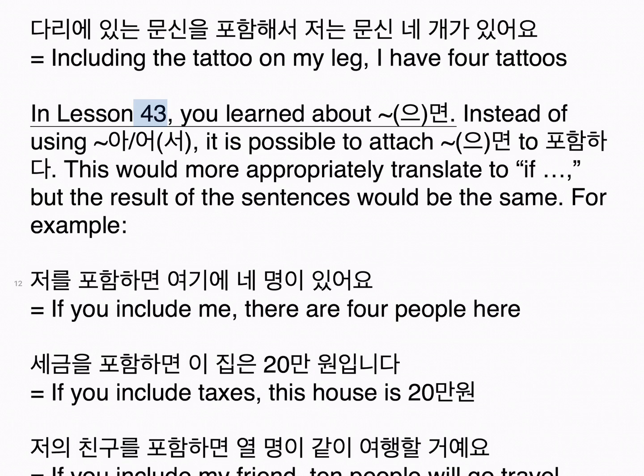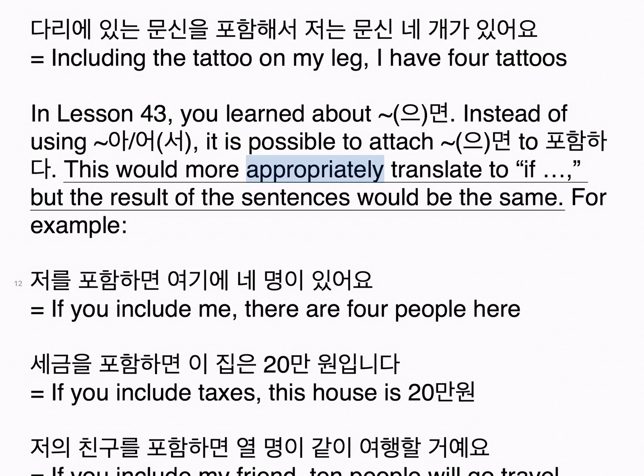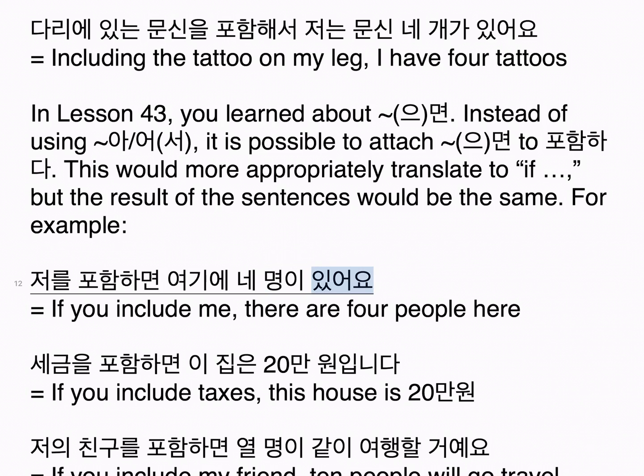In lesson 43, you learned about 으면. Instead of using 어서, it is possible to attach 으면 to 포함하다. This would more appropriately translate to "if," but the result of the sentences would be the same. For example, 저를 포함하면 여기에 4명이 있어요. If you include me, there are 4 people here.